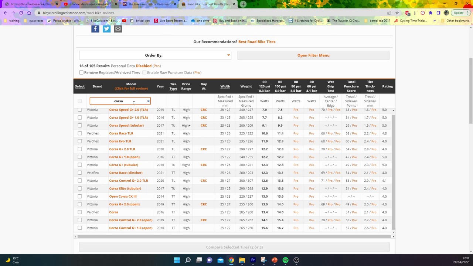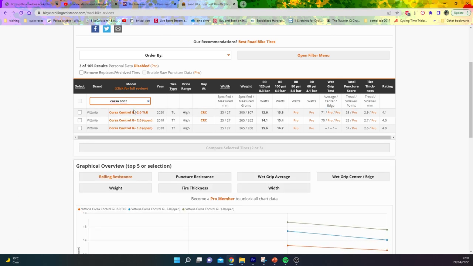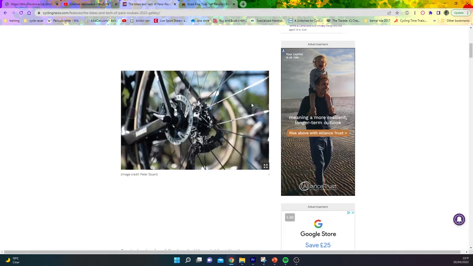We're going to keep on typing because this is unbelievable. So the tires they were using. Now, unless I am wrong and they are using special tires, they say Corsa Control, but actually they're a mix between a Corsa Speed with some puncture protection. Almost 13 watts. It's almost 10 watts slower.